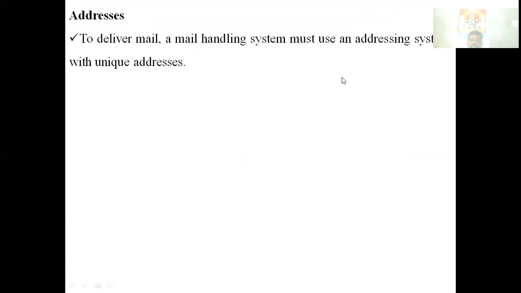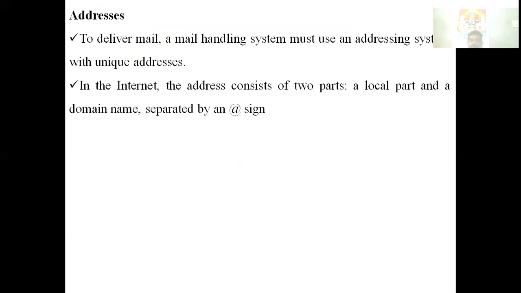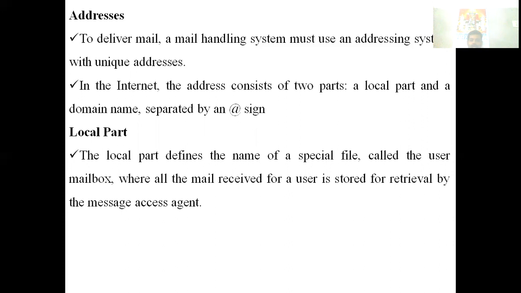Next one is address. To deliver a mail, the mail handling system must use an address system with a unique address. So if you want to deliver some mail, definitely you need some address. The address has two parts, a local part and a domain name, separated by @. A local part defines the name of a special file called the user mailbox, where the mail received for a user is stored for retrieval by the message access agent.